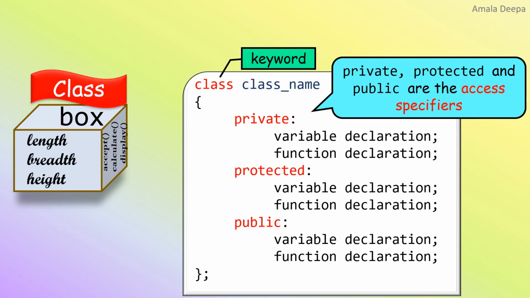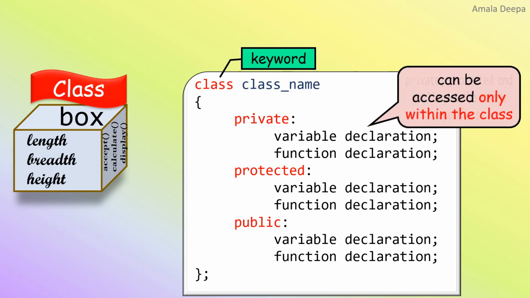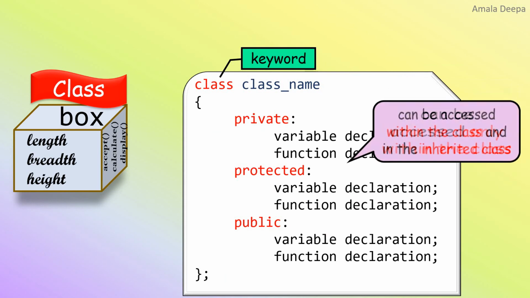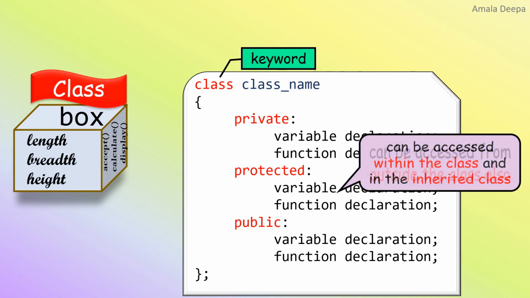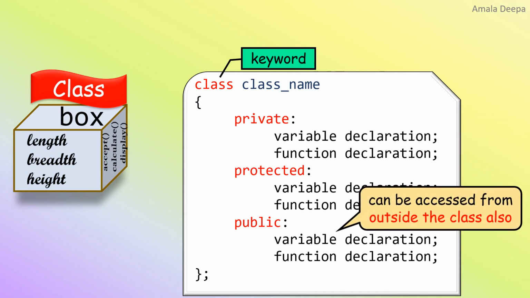But how do these access specifiers, private, protected, and public, differ? The variables and functions declared under private can be accessed only within the class. The variables and functions declared under protected can be accessed within the class and also in the inherited class. The variables and functions declared under public can be accessed from outside the class also.